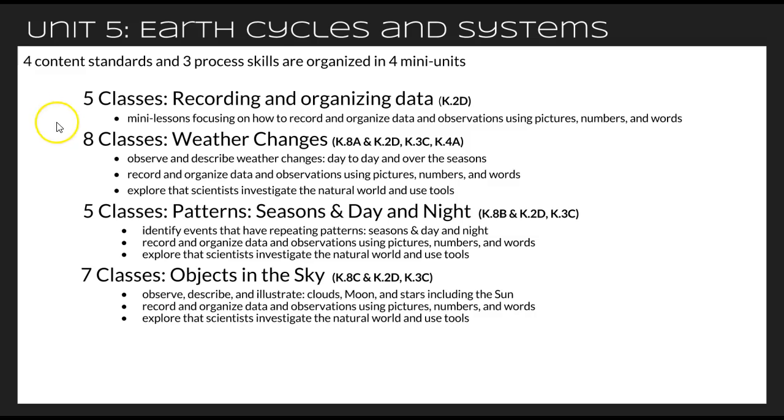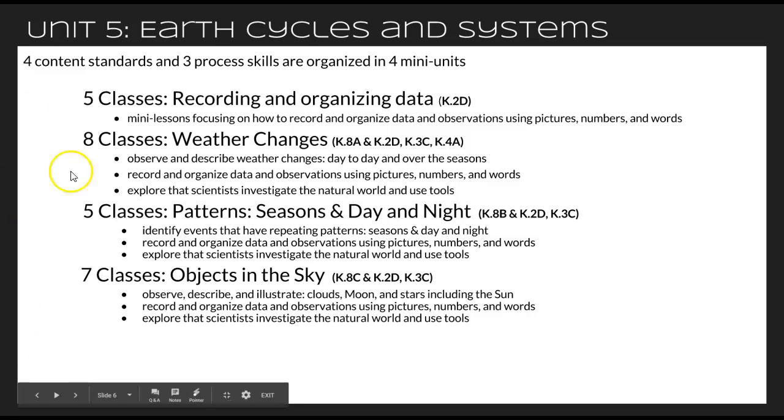The second part of the 6 weeks is going to be focused on 8 classes and looking at weather changes. And so when we talk about weather changes in kindergarten, students should be going out and observing and describing the weather changes from day to day. They're also going to be looking at weather changes over the seasons. And so those are 2 perspectives that we'll be working on. And then we're going to bring in that process skill of how do we record and organize this information that we are seeing, and how we do that with pictures, numbers, and words.